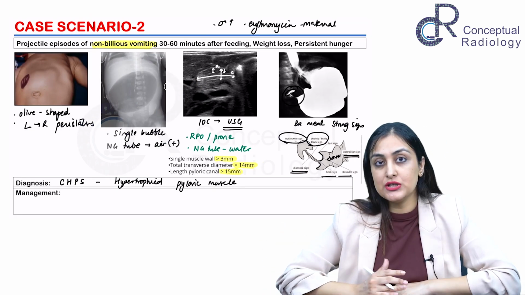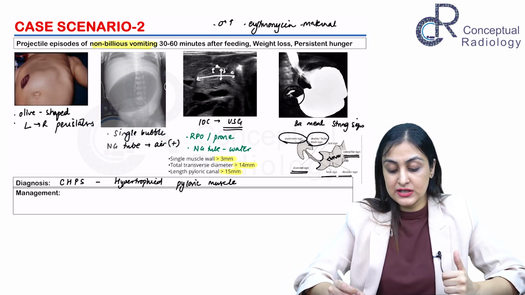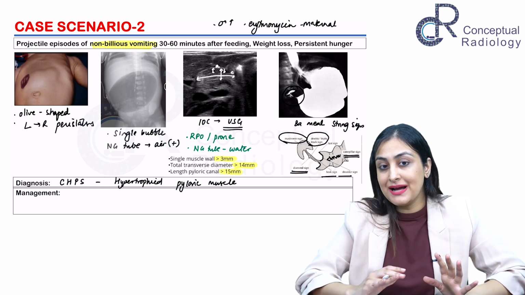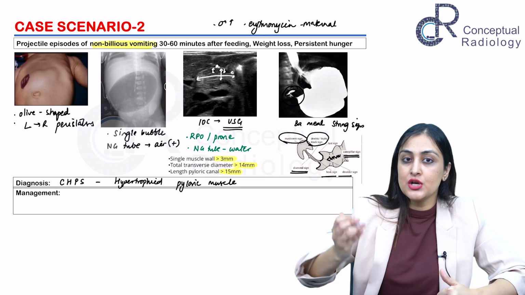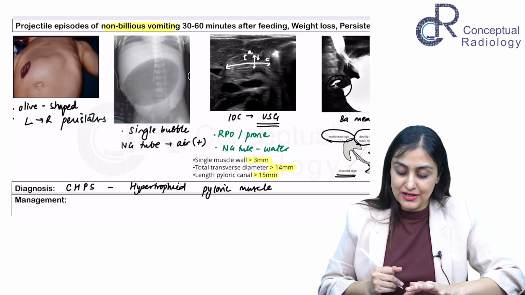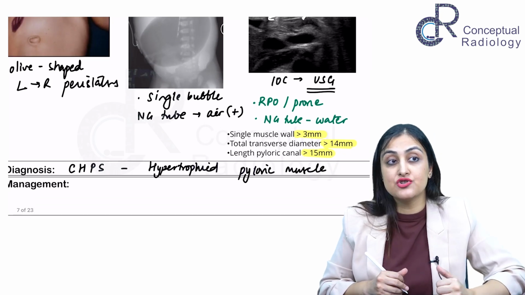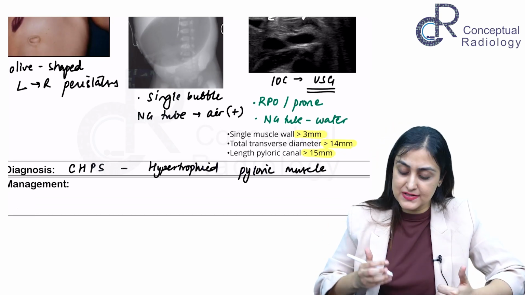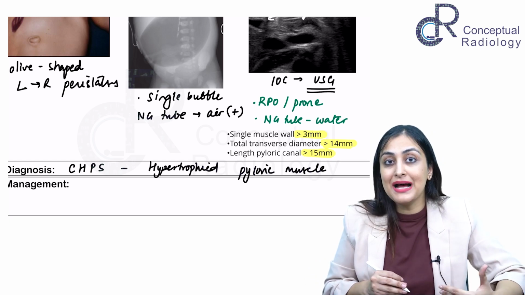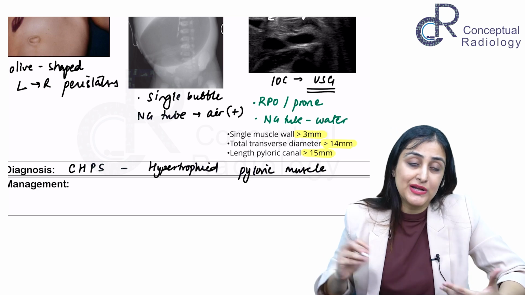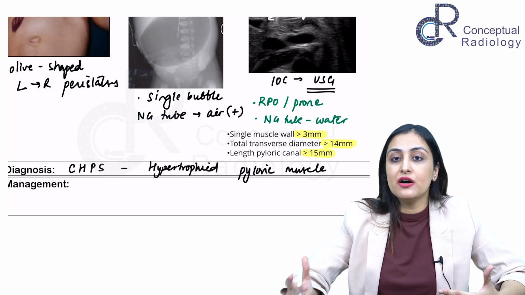So this is what you need to know about CHPS. Apart from that, how do you manage? This is something where medical management is actually more urgent than the surgical management. Most of these babies are going to come to you in a dehydrated state. They're going to come to the emergency with electrolyte imbalances. This is one of the very important questions: what kind of electrolyte imbalance do these babies come with? Not very important for us as radiology practitioners, but you need to be aware of this, right?